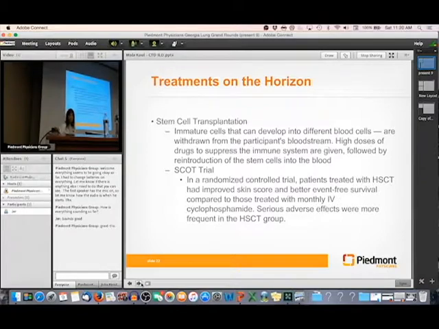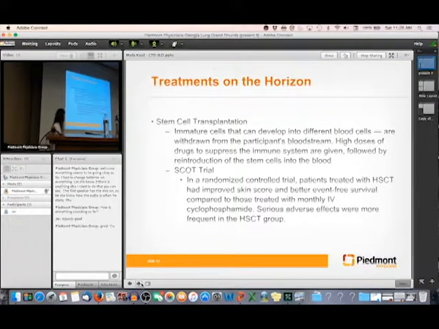The problem is that these patients had a lot of bad side effects, and they were serious side effects. So you have to really pick which patient would be the right patient to undergo such a severe and intense treatment, and make sure that they were at that right place to be able to handle it, to be able to go through a whole stem cell transplant.